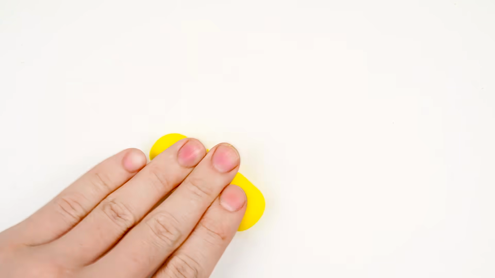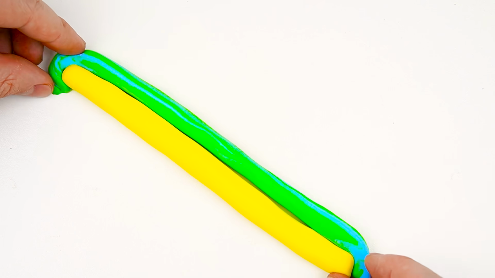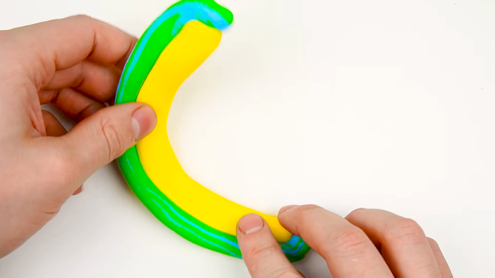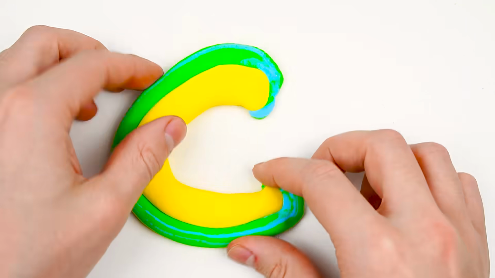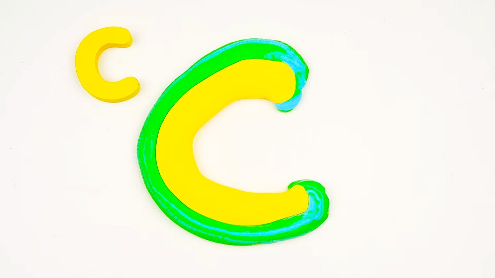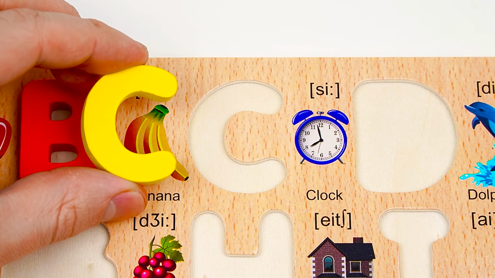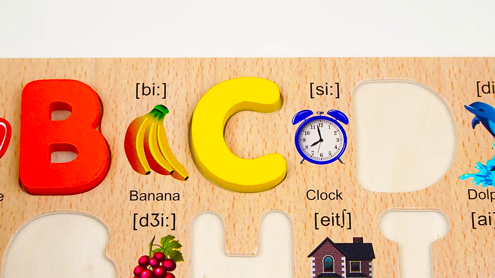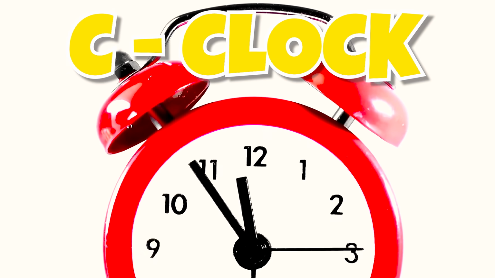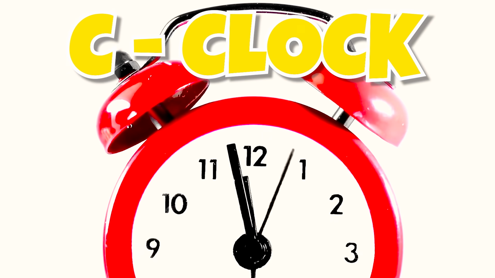After B comes the letter C. What does C look like? C is round, like a hug. I love hugs. Easy and smooth. C is for clock. What time is it? C, clock. It's time to play some more.